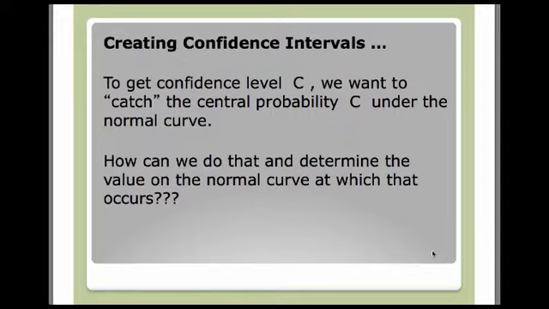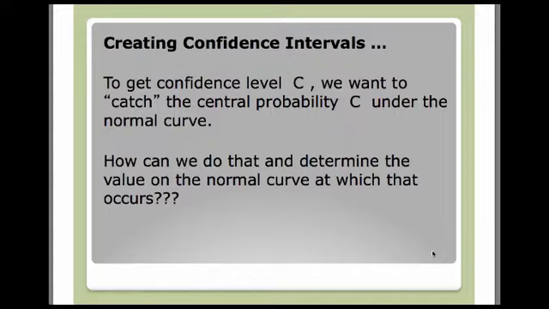So to get a confidence interval, and we usually refer to a specified confidence level with capital C, what we want to do through that confidence interval is be able to catch the central probability under the normal curve. So how do you think we could do that? And figure out the number on the normal curve that occurs. Well, think of a normal curve.